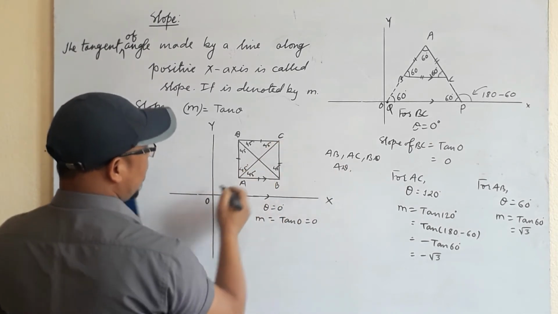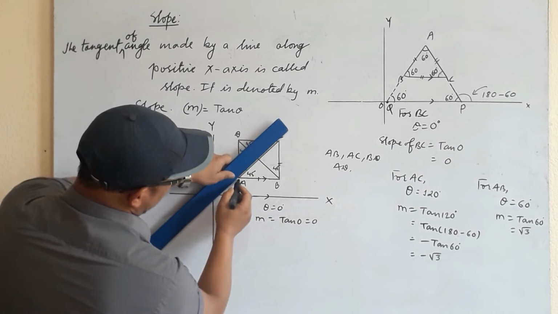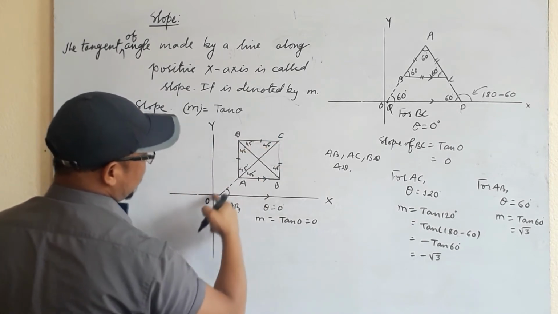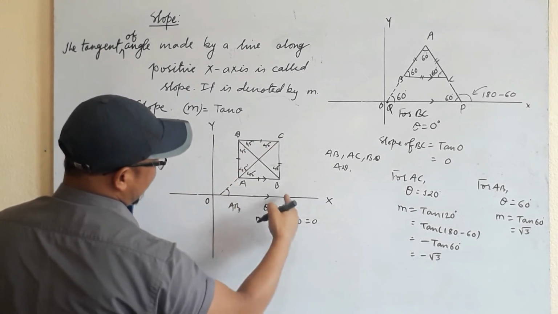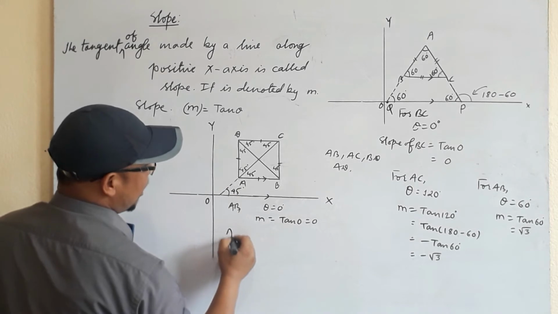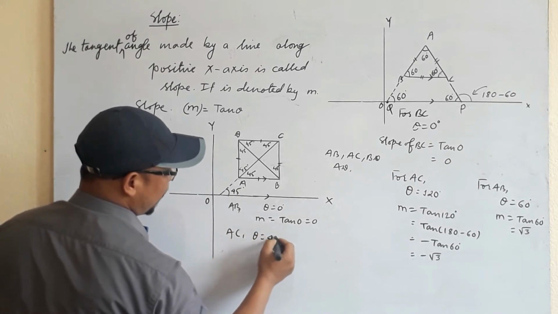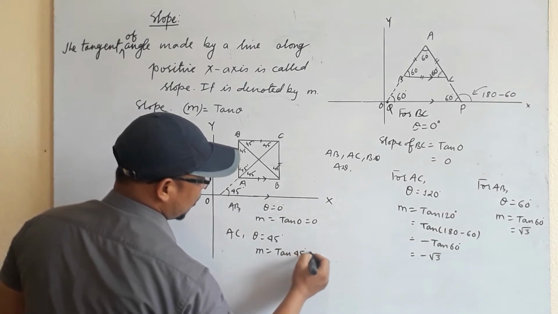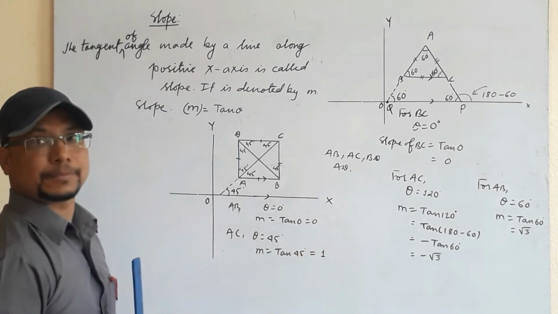For AC, you have to extend the line. This angle you need, and you can say this is an alternate angle. This is 45 degrees. So for AC, theta equals 45 degrees. So what is the slope? M equals tan 45. Your slope comes as 1.